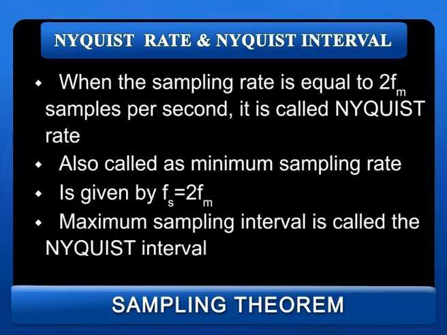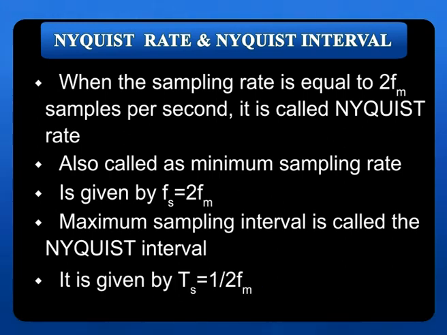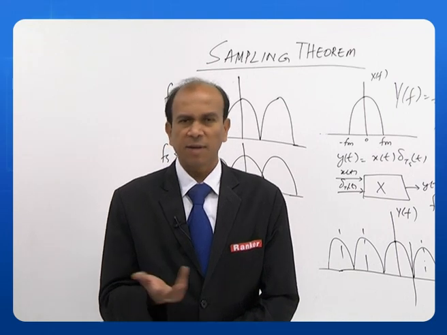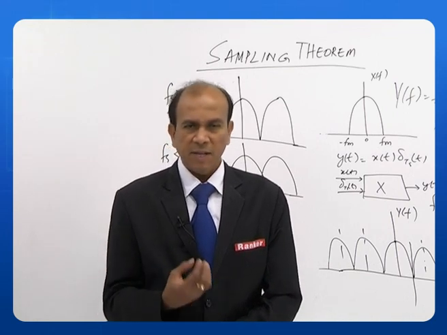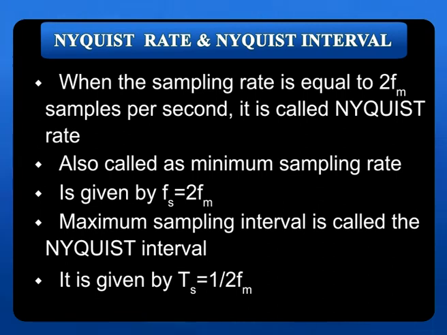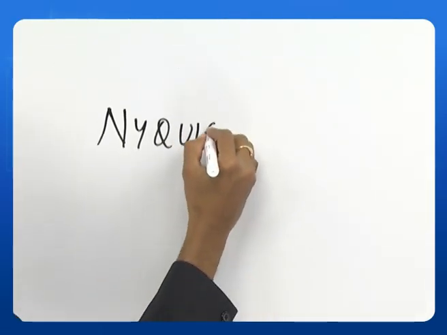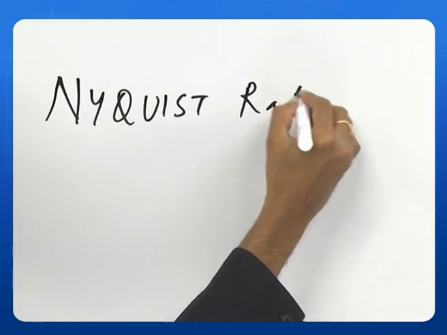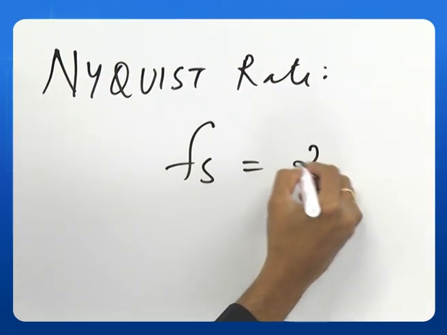Then, the maximum sampling interval is called the Nyquist interval. It is given by Ts equal to 1 by 2Fm. So, once Fs is known, you can calculate Ts. This is called the maximum sampling interval. It is also called the Nyquist interval. So, Nyquist rate Fs is equal to 2Fm and Nyquist interval Ts is equal to 1 by 2Fm. The Nyquist rate gives us the minimum sampling rate, whereas the Nyquist interval Ts equal to 1 by 2Fm gives the maximum sampling time. Nyquist rate Fs is equal to 2Fm.